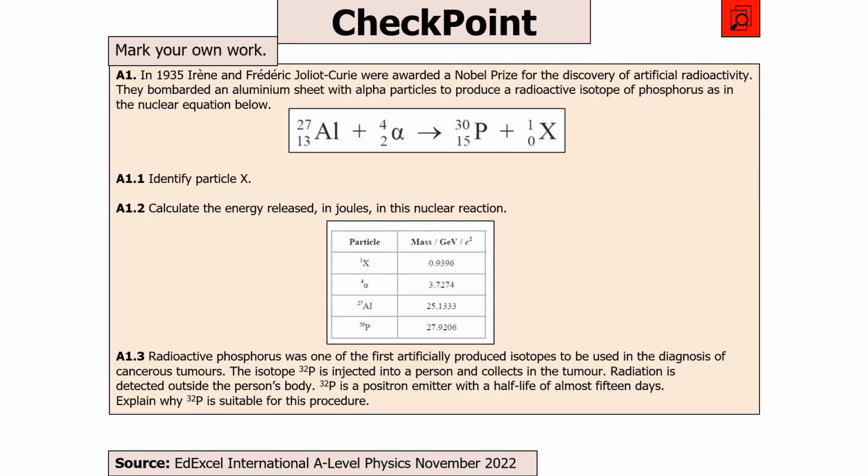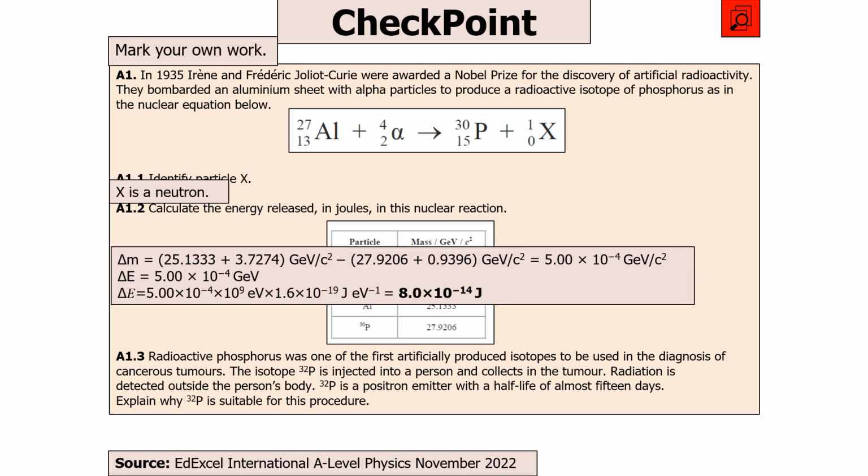Right, in this first one, we can see that X is going to be a neutron, because it's got a nucleon number of 1 but a proton number of 0, it must be a neutron. In this next one, we work out the change in mass between the particles before and the particles afterwards. So the change in mass given in the units is 5 times 10 to the minus 4 gigaelectron volts per c squared. So the energy, E equals mc squared, so the c squared cancels through. The energy is 5 times 10 to the minus 4 gigaelectron volts.